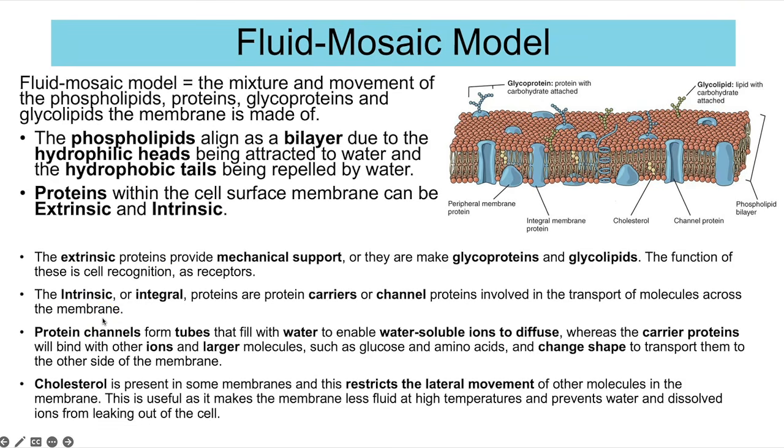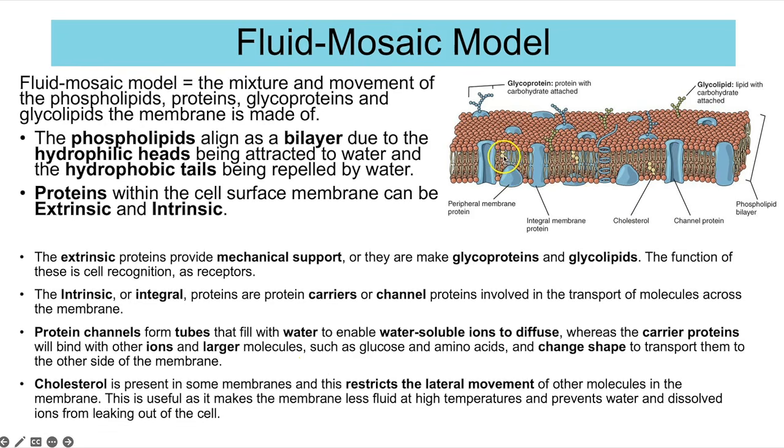Intrinsic or integral proteins are protein carriers and channel proteins involved in the transport of molecules across membranes. Protein channels form these tubes that fill with water to enable water-soluble ions to dissolve and then diffuse through the channel, whereas the carrier proteins will bind with the ions and larger molecules such as glucose and amino acids and change shape to transport them to the other side of the membrane.